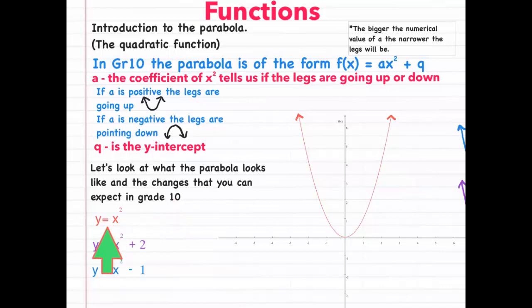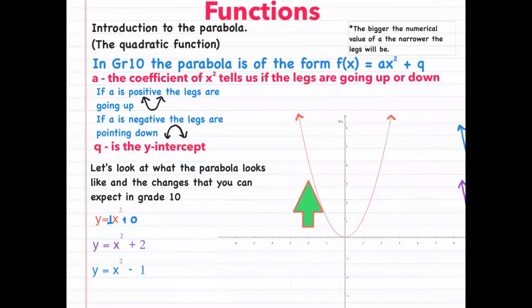So, let's look at the first one, y equals x squared. Now, let's just make sense of this. Do you see that the coefficient in front of the x squared here is a 1, okay? And it's a positive value, so a is positive, and when a is positive, the legs will point up. So that's why this parabola, the legs are pointing up. Okay, now look very closely. This is plus 0. So what is my q? It is 0. So where does it touch my y-axis? It touches my y-axis at 0. Okay, brilliant. Now let's look at some changes.